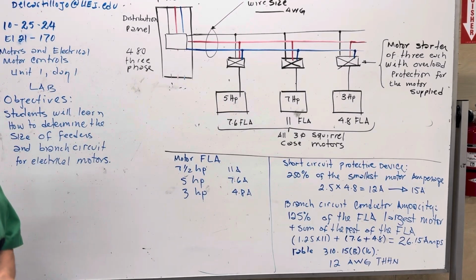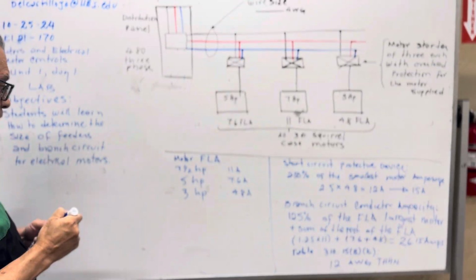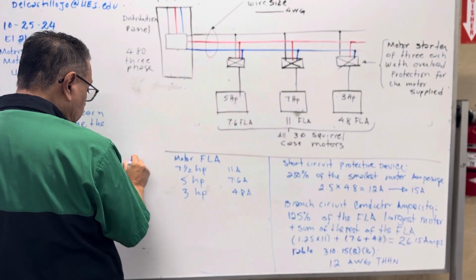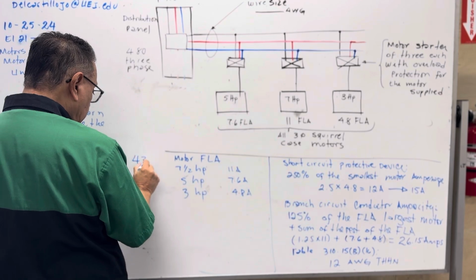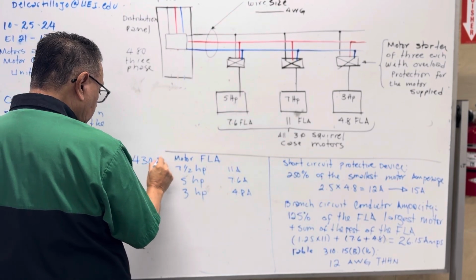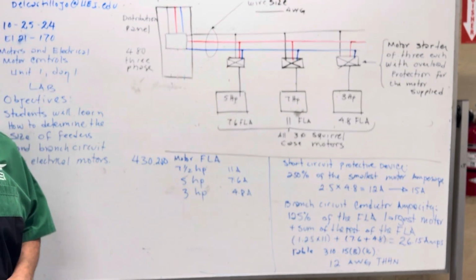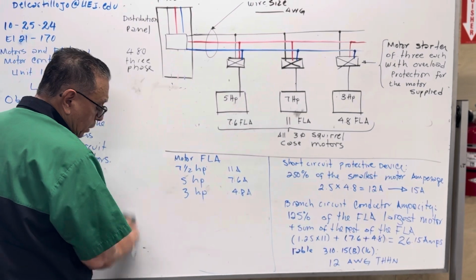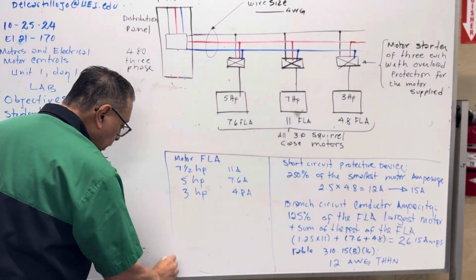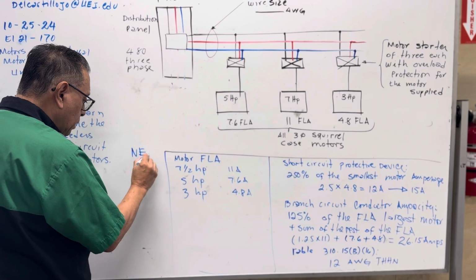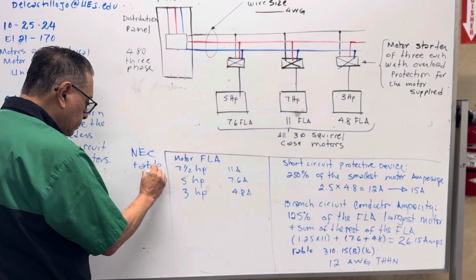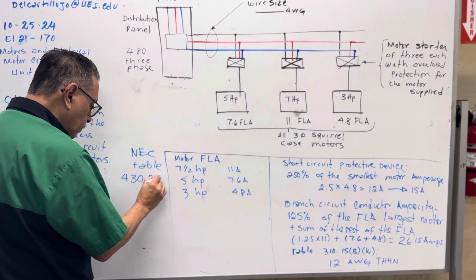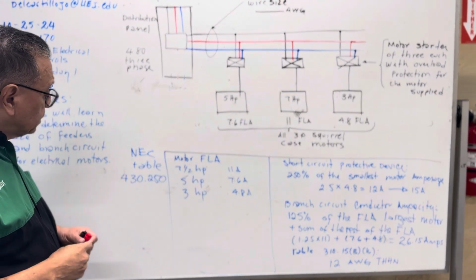Which table do I use to determine this? Full load ampacity, three-phase electrical motor, so I need to use NEC table 430.250. That is the table that I need to use to determine this.